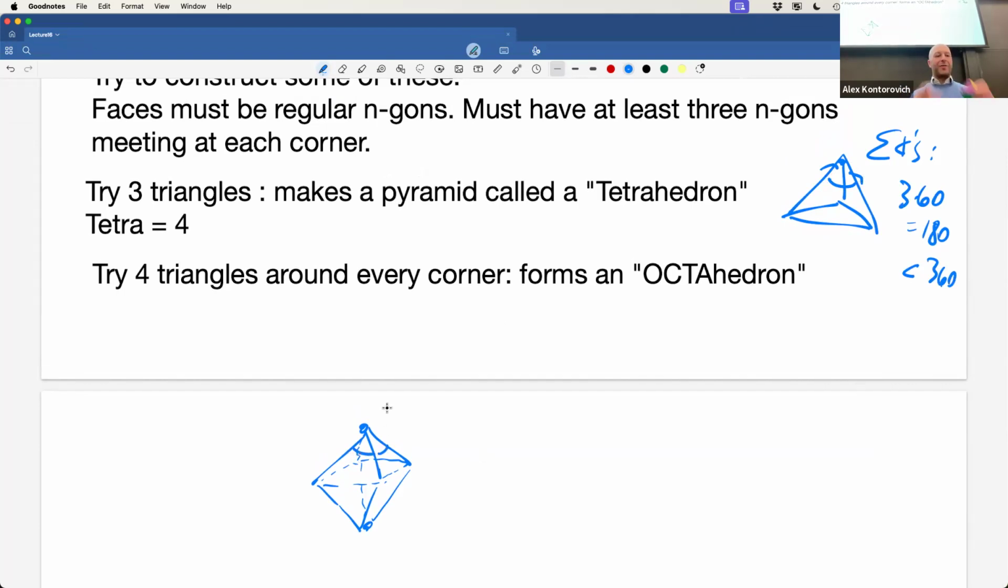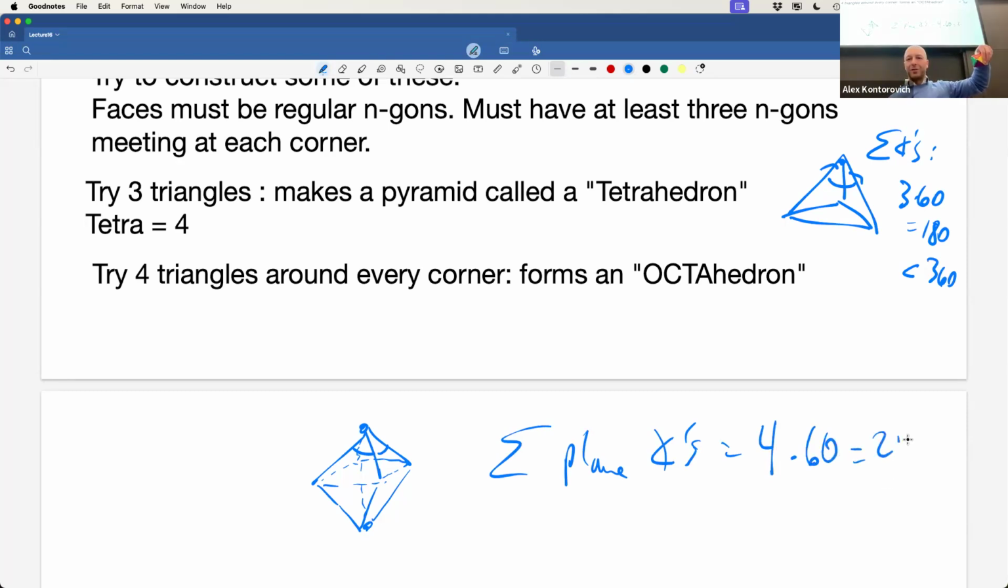How many angles are there around every corner? I've got 60. How many plane angles? 60, 60, 60, 60. There are 4 equilateral triangles. Each equilateral triangle has 60. The sum of the plane angles is equal to 4 times 60, 240. 240 is still less than 360. So far, so good?